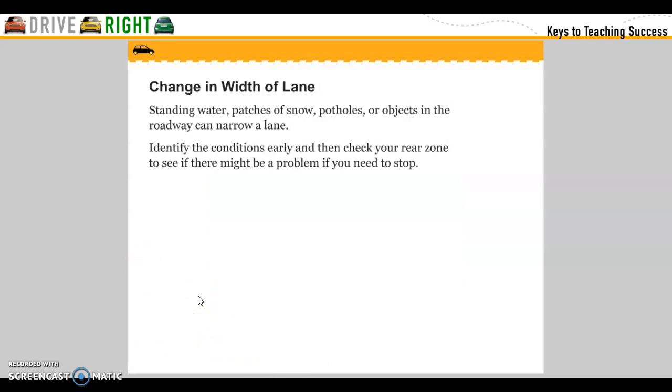Change in width of lane. Standing water, patches of snow, potholes, or other objects in the roadway can narrow a lane. Identify the conditions early and then check your rear zone to see if there might be a problem if you need to stop.